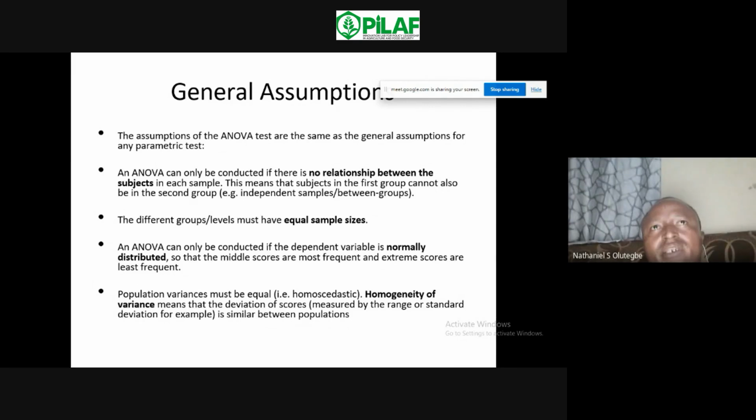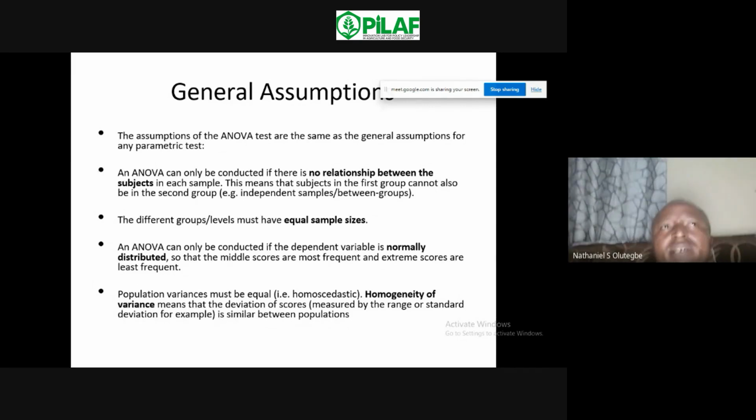And so in the example I gave the other time, you cannot be married and at the same time be single. You cannot be single and at the same time be divorced. You are one, so one is not in the other. And so the different groups must have equal sample sizes.